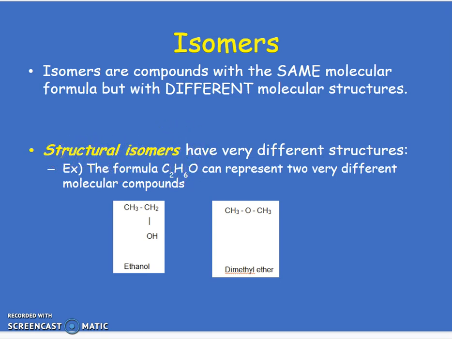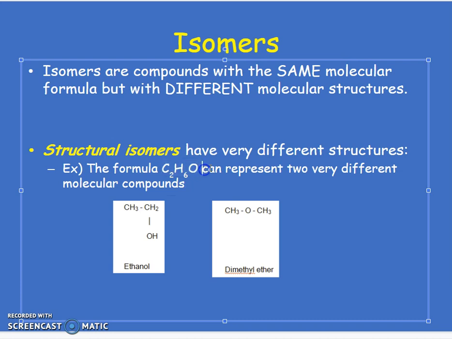We have something called a structural isomer. So essentially what that means is molecules that have the exact same number of atoms, but they're rearranged to be different structures. So for example, here we have two different molecules. Both of them have 2 carbon, 6 hydrogens, 1 oxygen.